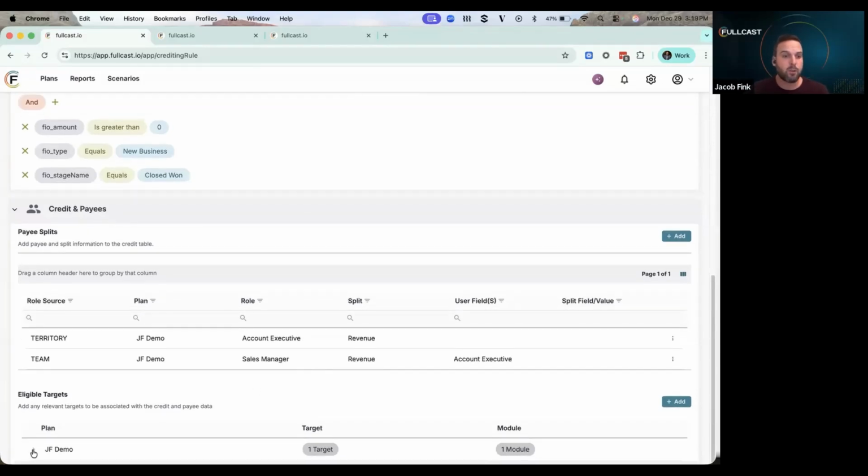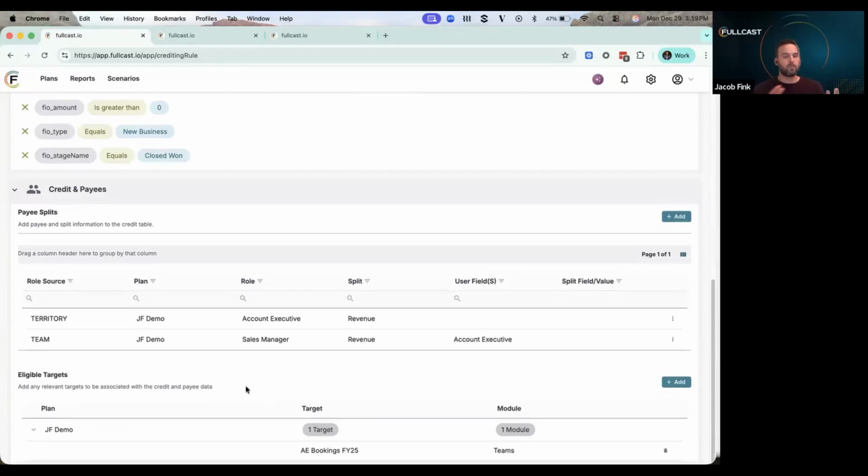And at the very bottom, we're associating this crediting rule with some sort of target. That could be quota, that could be some other target. Maybe they have a target for number of meetings that need to be booked for an SDR. The results of all of this is we now have automatically captured a list of transactions.